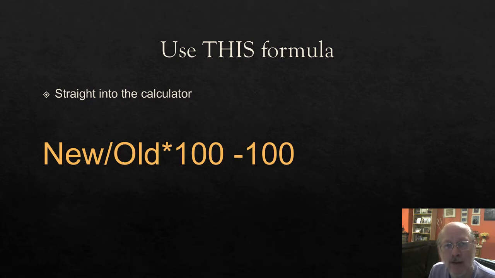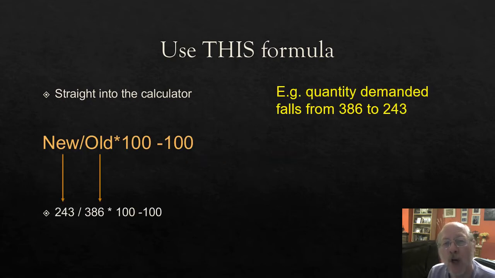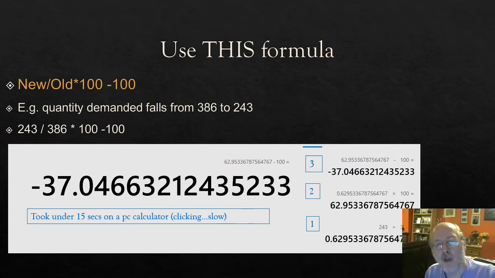You're going to be hearing it a lot in this video. New over old times 100 minus 100. So for example, if the quantity demanded falls from 386 to 243, the new figure is 243. The old figure is 386. Times 100 minus 100. New over old times 100 minus 100. So you can see what the calculator is doing bit by bit. New over old is 0.63, times 100 is 62.9, minus 100 is minus 37. So it's fallen by 37%.